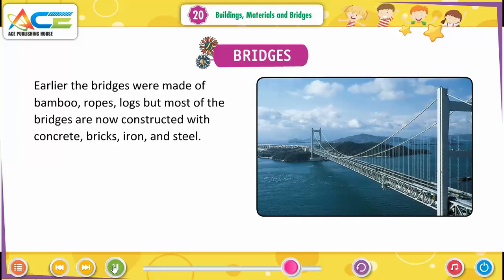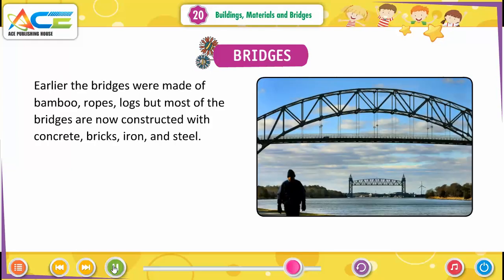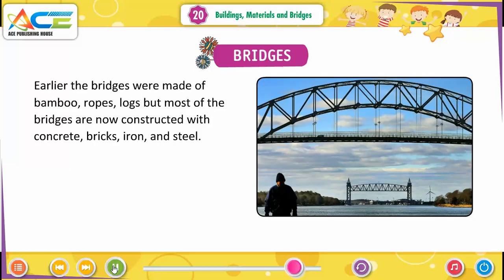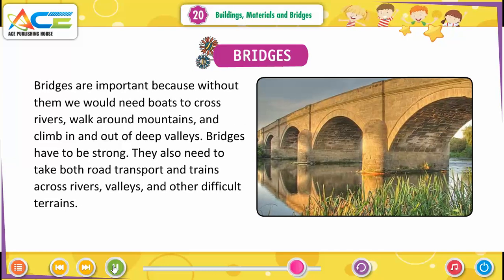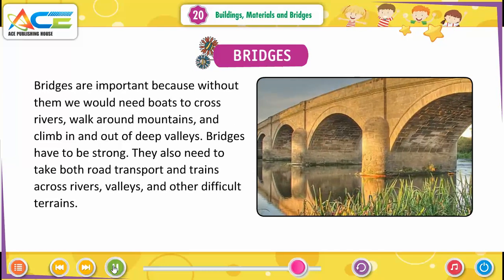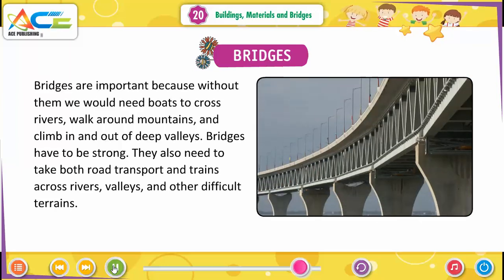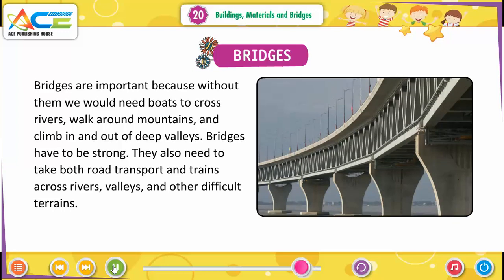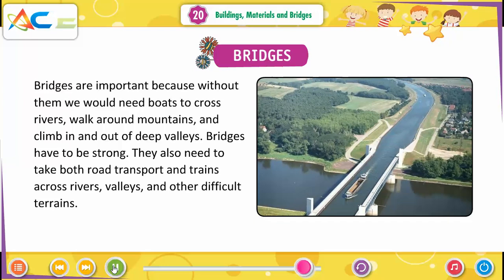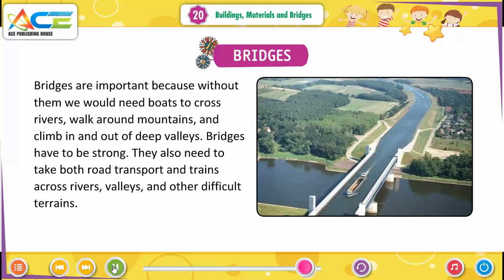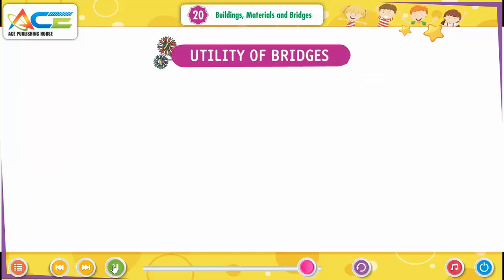Bridges. Earlier the bridges were made of bamboo, ropes and logs, but most of the bridges are now constructed with concrete, bricks, iron and steel. Bridges are important because without them we would need boats to cross rivers, walk around mountains and climb in and out of deep valleys. Bridges have to be strong. They also need to take both road transport and trains across rivers, valleys and other difficult terrains.